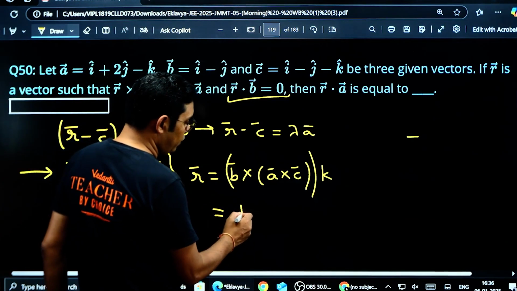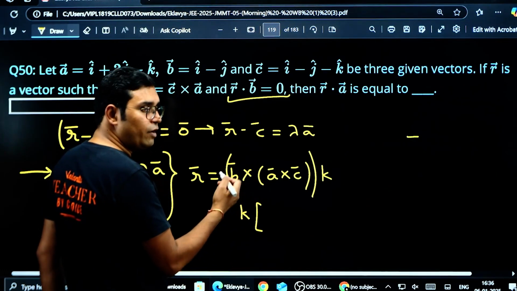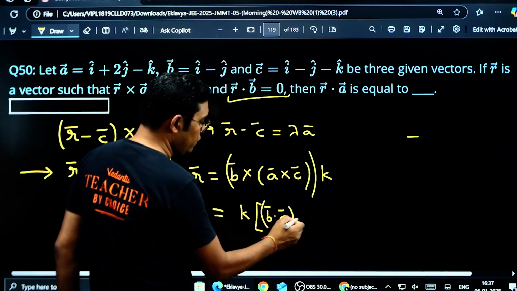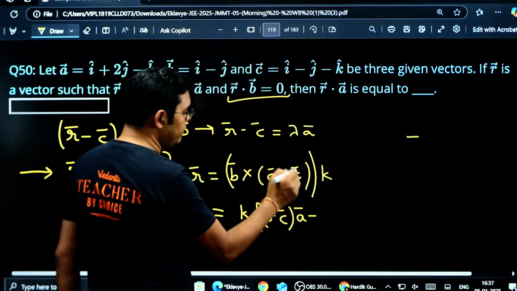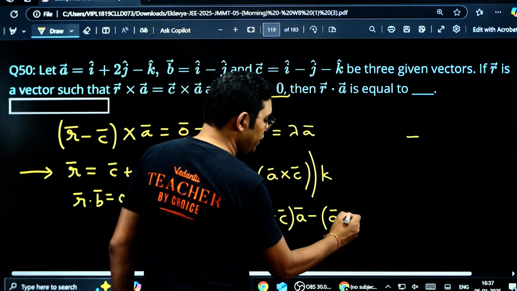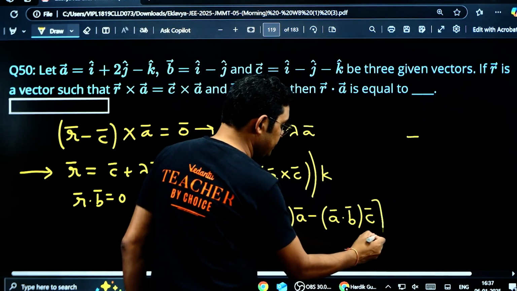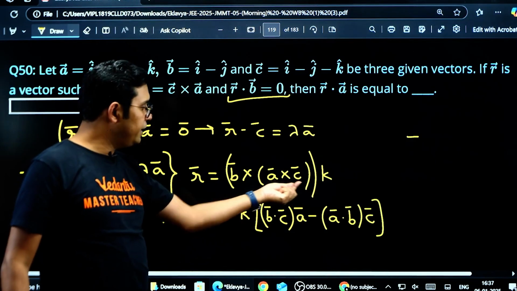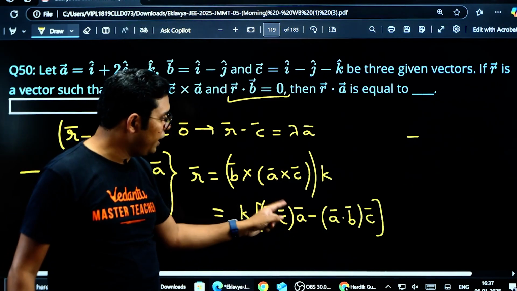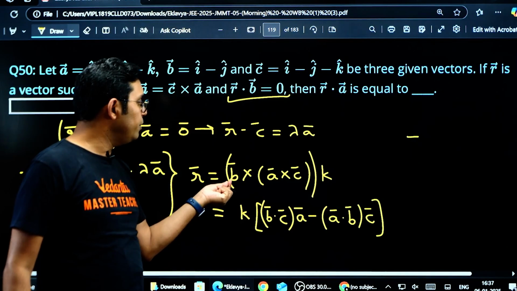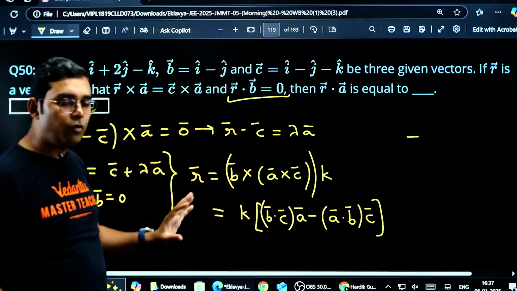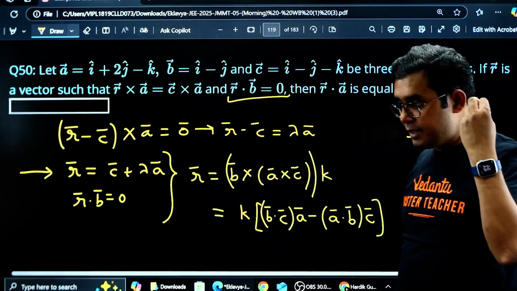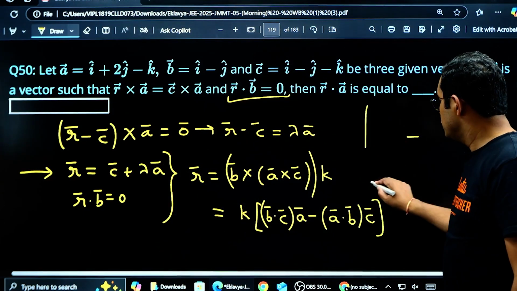This will be equal to k outside, and how do we open this vector triple product? b dot c into a, and then in terms of c, it will be a dot b or b dot a, same thing, into c. So that is the scalar triple product: first with third, then the remaining vector a, and inside this bracket, the remaining vector after a, that is c, and then dot of the remaining two, that is a dot b. Whatever way you remember it, you have to remember this thing because it is important for not only mains, advanced, I think it is much more important. So this is what we are getting.